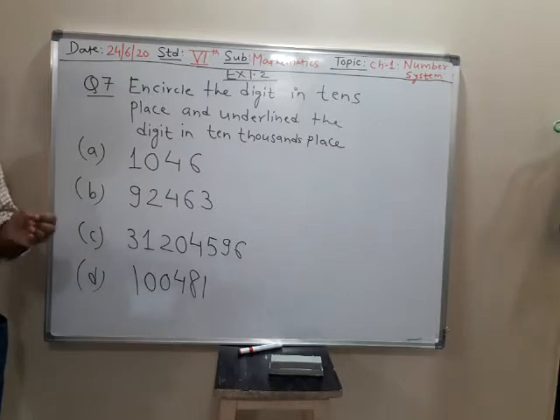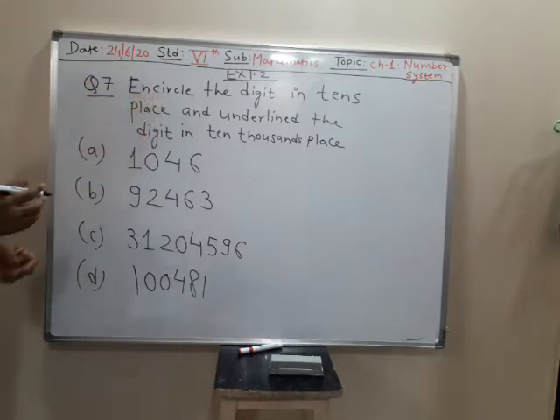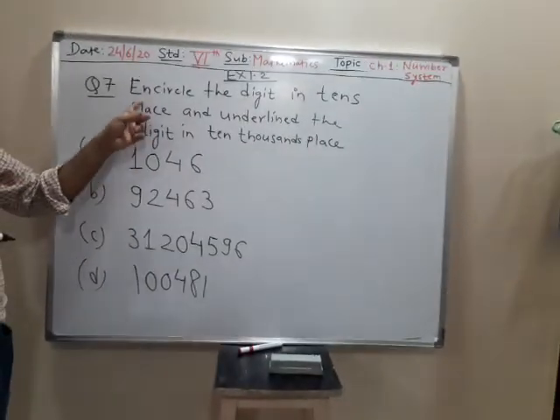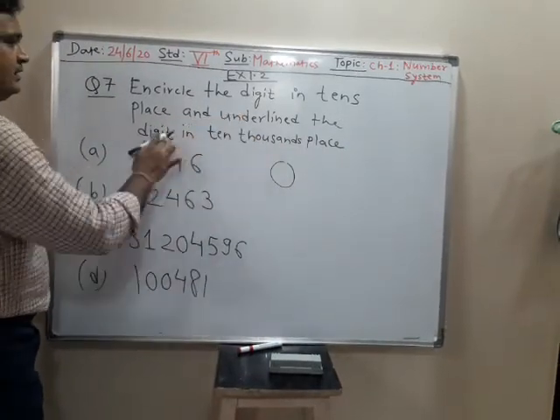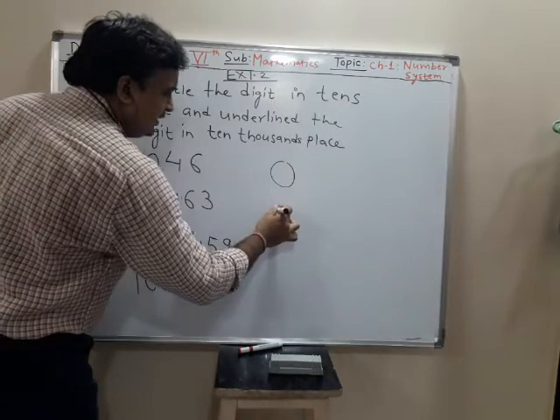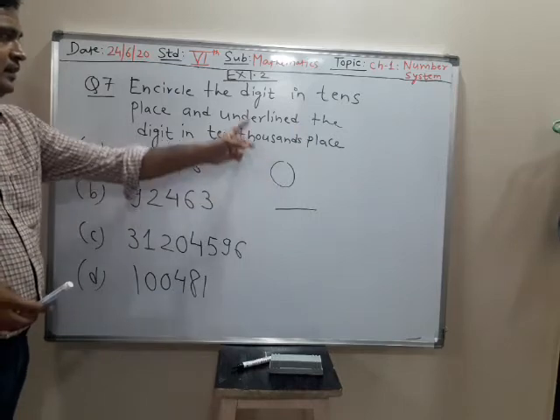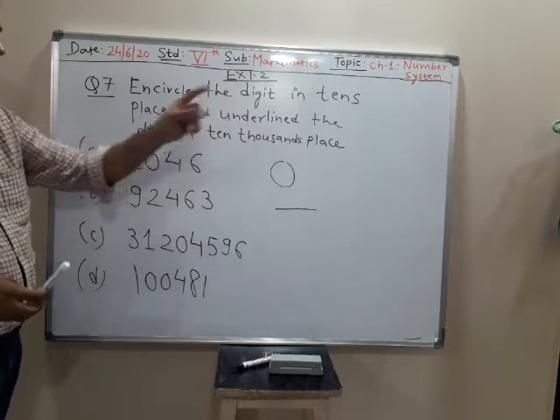So question number 7. First try to understand what is given and what is asked. What is the requirement? Encircle the digit in tens place. Whichever digit is there in the tens place, we have to encircle, which means we have to do the circling. And underline the digit in 10,000 place. Whichever digit is there in the 10,000 place, we have to underline.